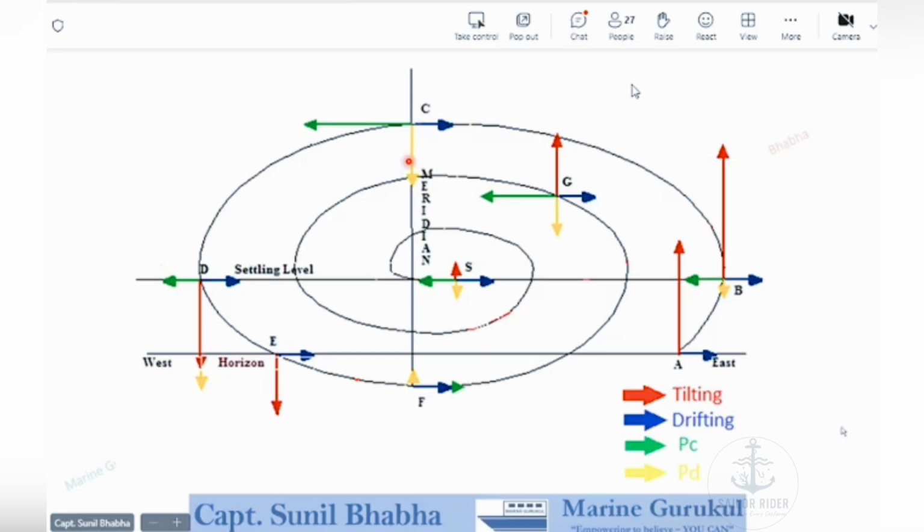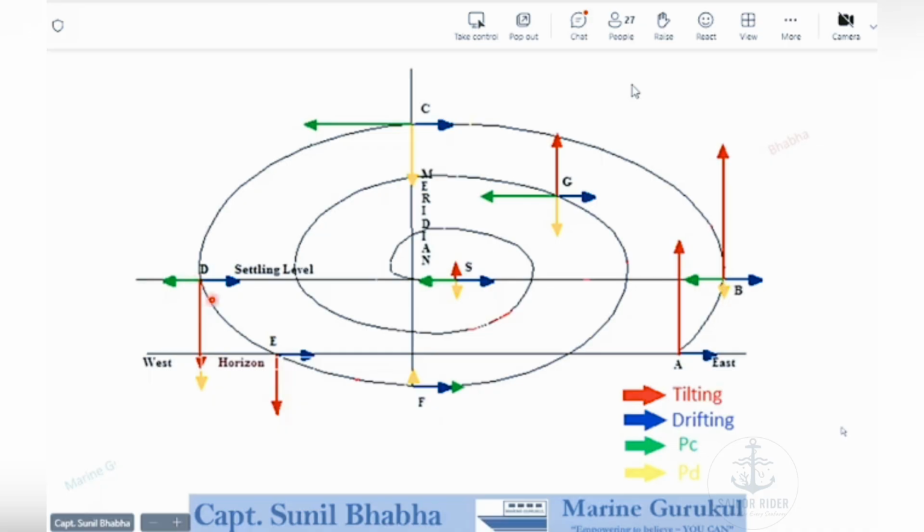But since this yellow color force is pulling it downwards, it goes from Charlie to Delta very, very quickly. So this Delta point is also much inwards as compared to the ellipse. This Delta point is much closer to the meridian as compared to the Delta point of the ellipse.